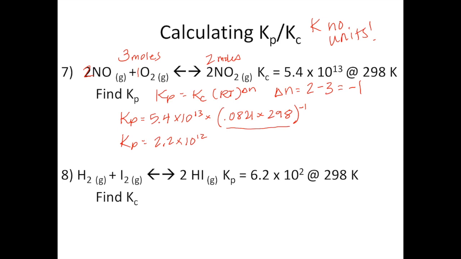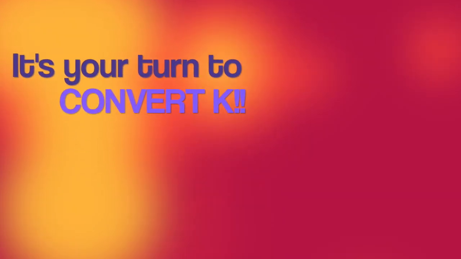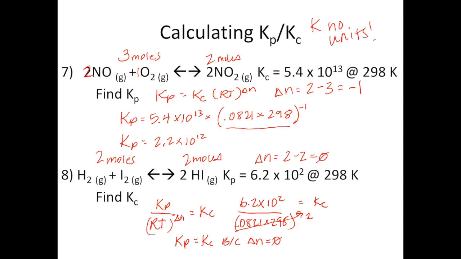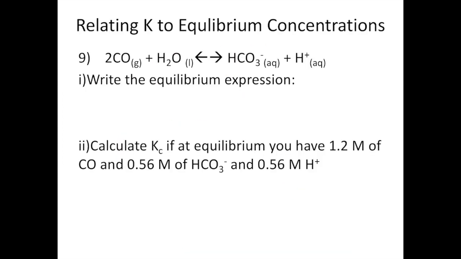I want you to try number 8. I'm going the other way. So in number 8, delta N is 0. So Kp is just equal to Kc, because your RT to the delta N term goes to 1, because delta N is 0. And so it's 6.2 times 10 to the 2. There's no difference.